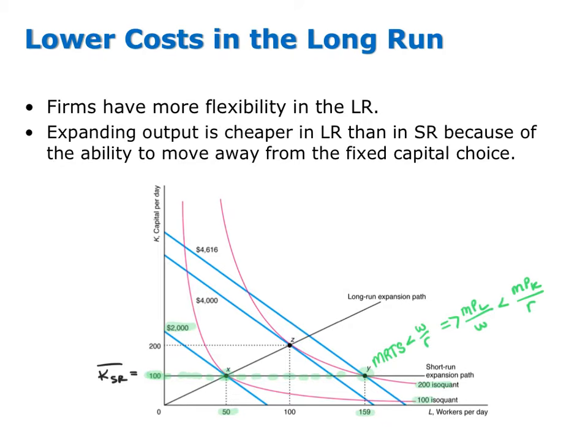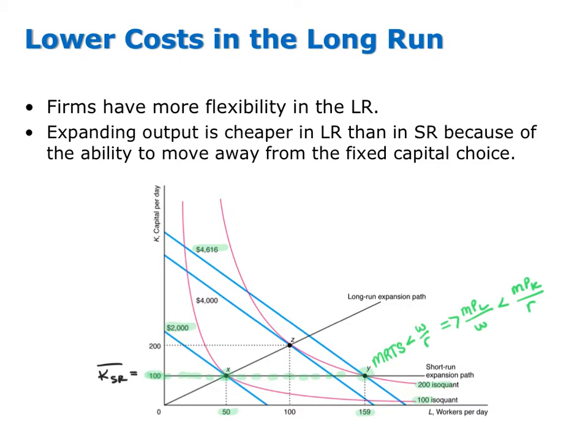However, in the short run, the firm can't use more capital, which is why it has to use more labor than would be cost minimizing to compensate. Bundle Y is the short run input bundle needed to produce a quantity of 200 units of output. The cost of this short run input bundle is $4,616.